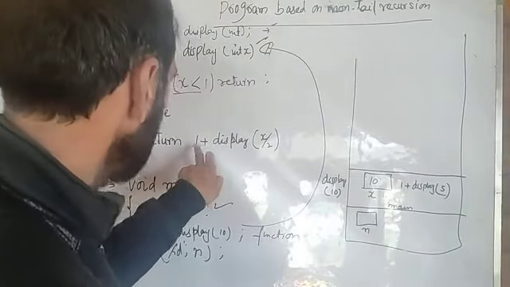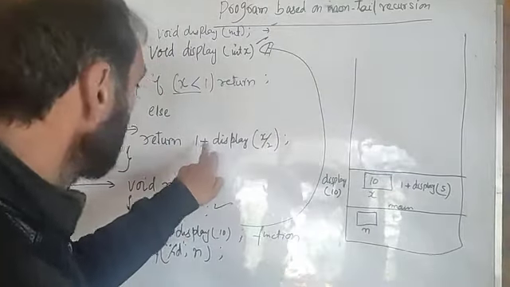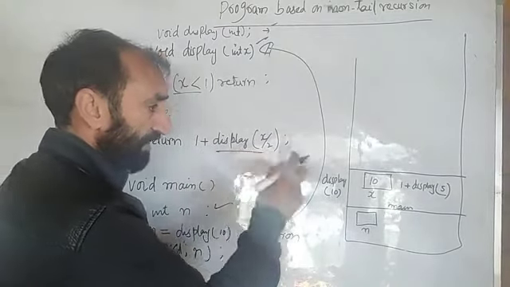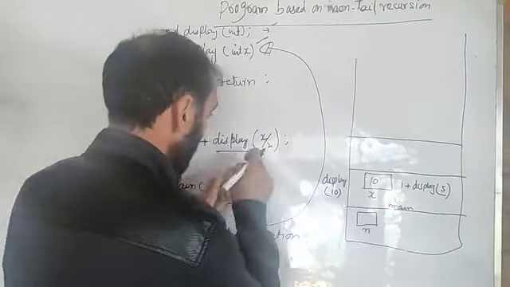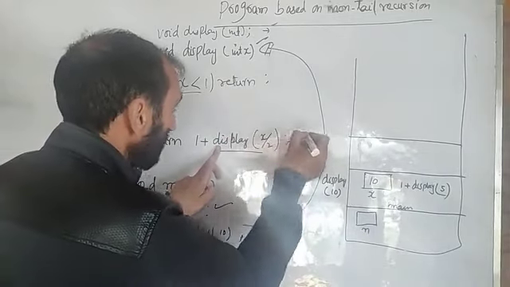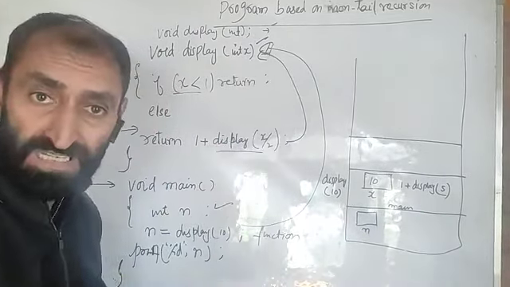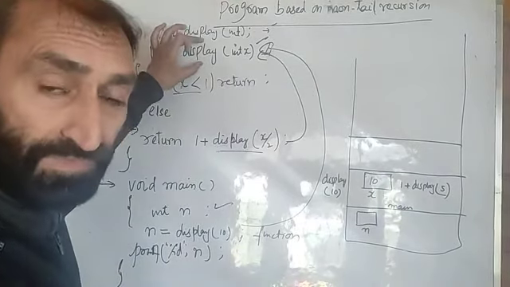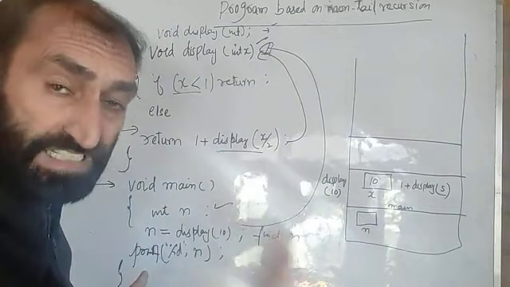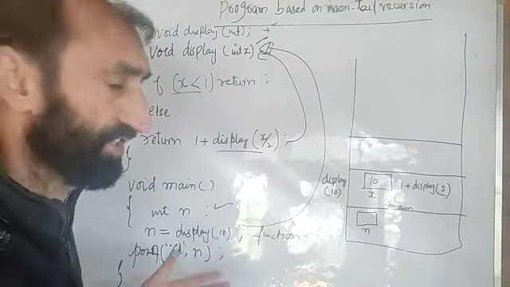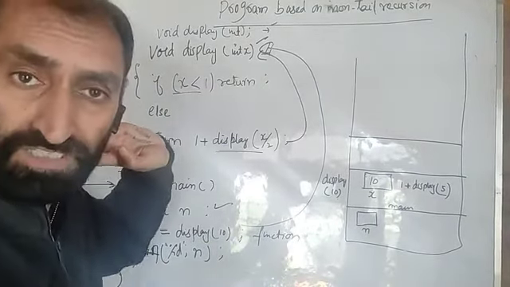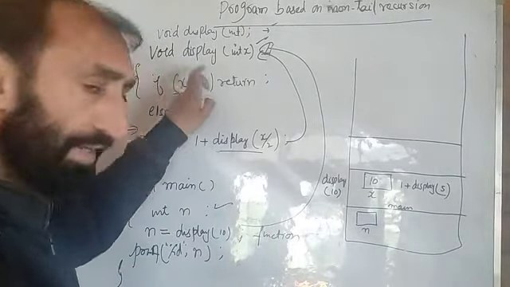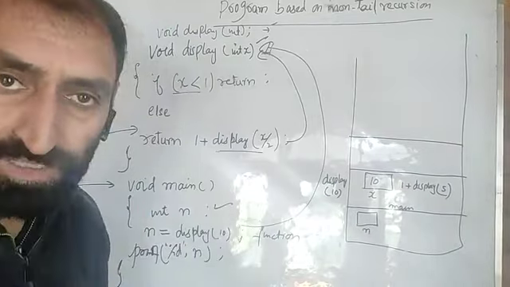That means here it is also a function call: 1 plus display x divided by 2. This is another function call. Display is calling display. Direct recursion takes place here. This display function calls display, that means the function calls itself. We can say the function is recursive in nature. So this is a recursive function. Here it is direct recursion because display calls display directly without any intermediate function.